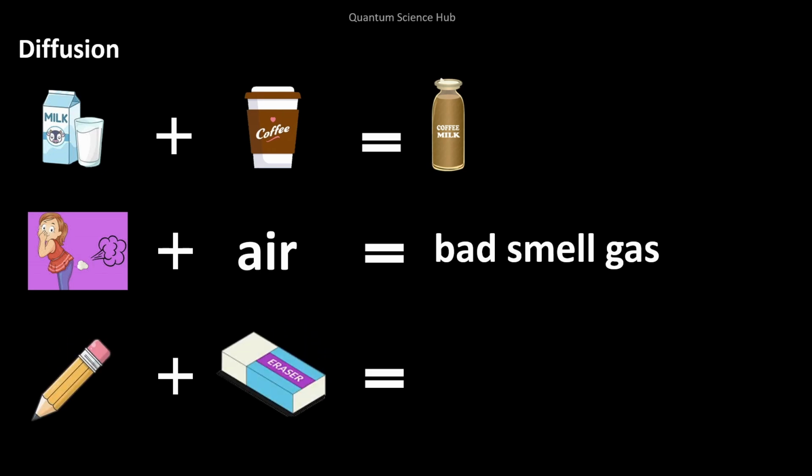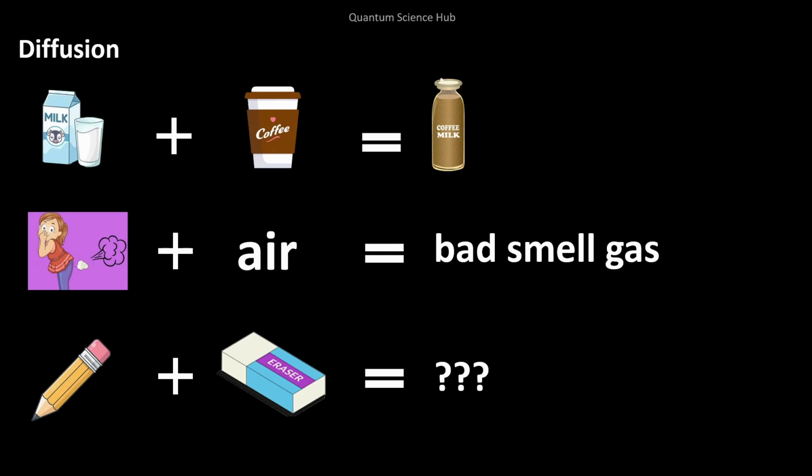Then what about solids? For example, if you have a pencil and an eraser sitting next to each other, can you mix them by themselves? Nope. Solids don't diffuse into each other under normal conditions. This is because in solids, the particles are packed very tightly together and they can only vibrate in place. They don't have the freedom to move around like in liquids or gases. That means the particles of the pencil will stay in the pencil and the particles of the eraser will stay in the eraser. No mixing at all.